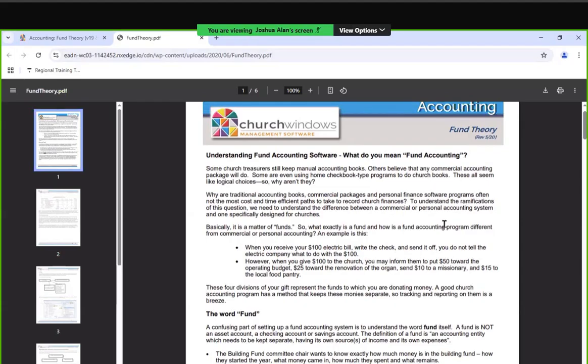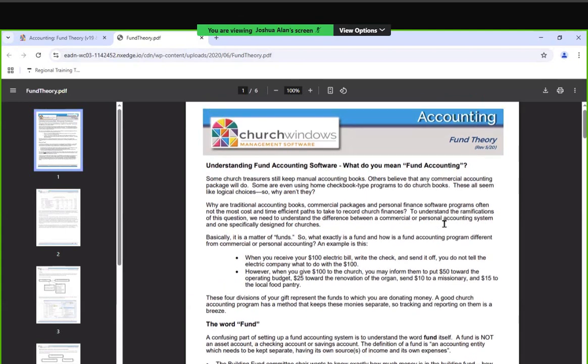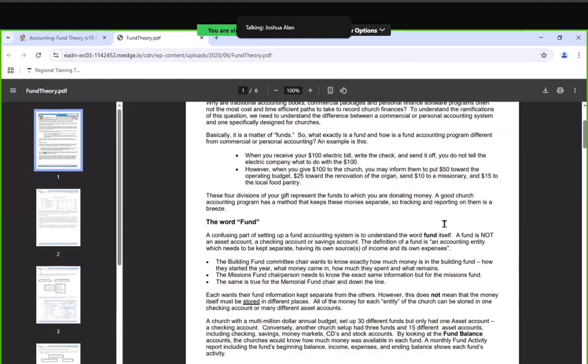A fund, essentially, it's not an asset. An asset account is an account the church owns: checking, savings accounts, investments, CDs, money markets, fixed assets, accounts the church owns. Those are not funds. They can equally represent funds, but they are not funds in terms of Church Windows, okay?